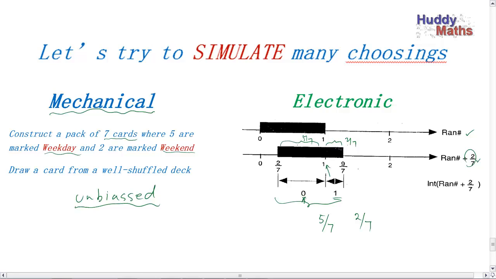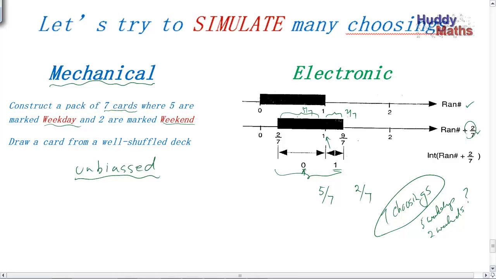Okay. This goes back to the first presentation: would you expect, in 7 choosings, either done mechanically or electronically, exactly 5 weekdays and 2 weekends? Would you expect that in exactly 7 choosings? So you might talk to your teacher about that, talk to other students about that. Just remember, this is a random process, and that might affect how you think about that.